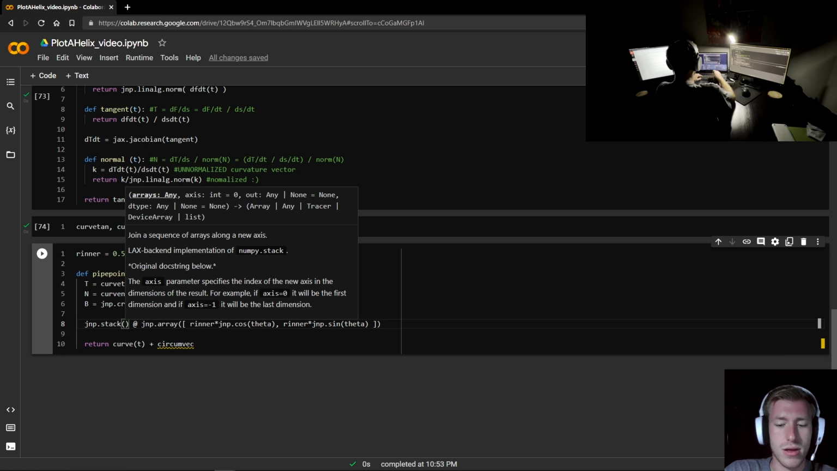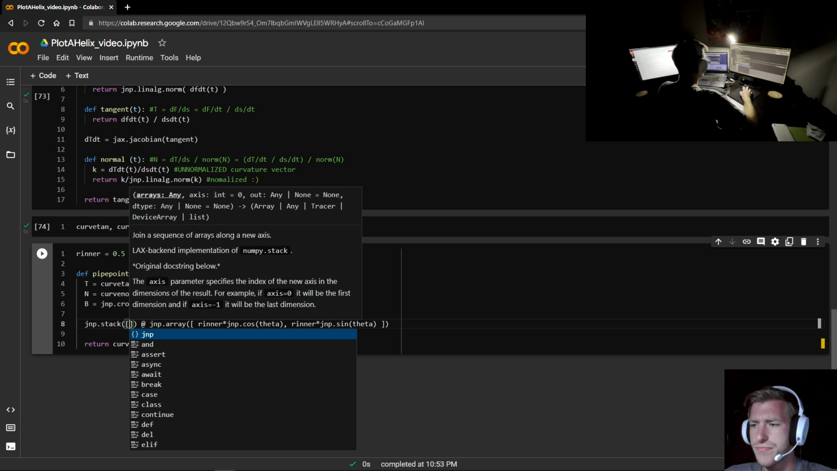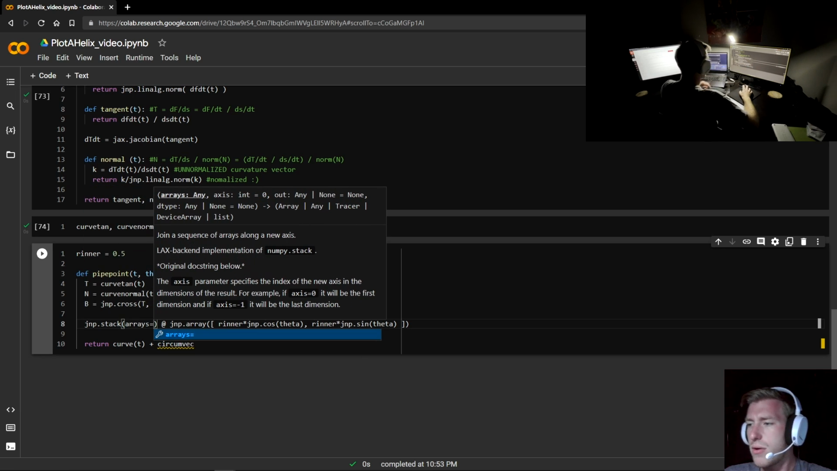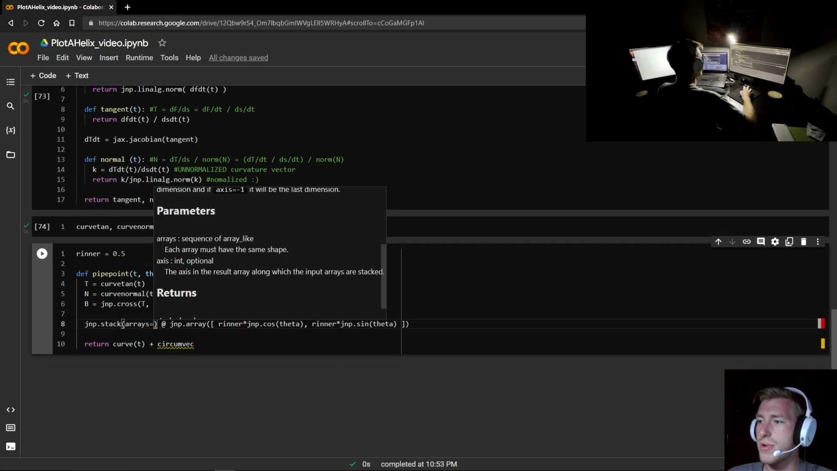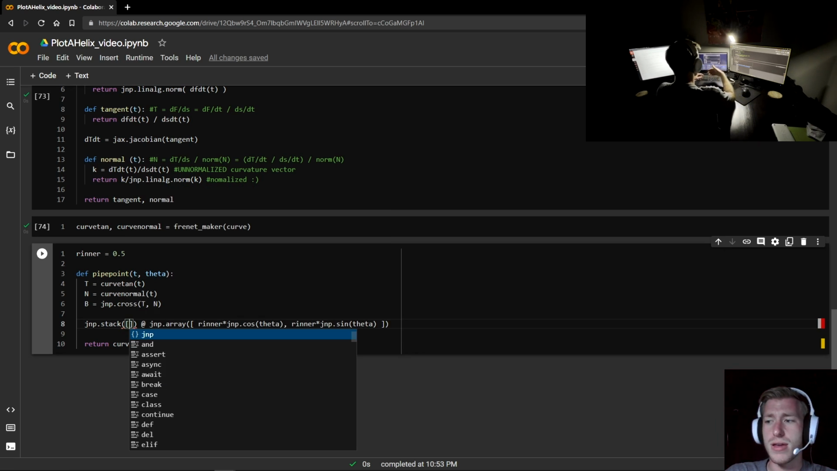So it's going to be, let me make sure, I'm just going to put arrays and figure out what that is. Arrays is a sequence of array likes. Okay, a sequence. So is that an array of arrays? I think that's an array of arrays. So I'm going to try with a list. It might have to be specifically an array of arrays, but I think we're going to try this for now.